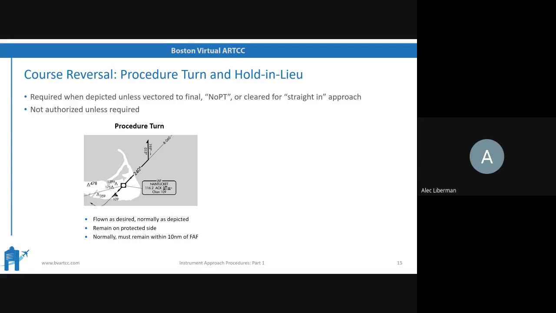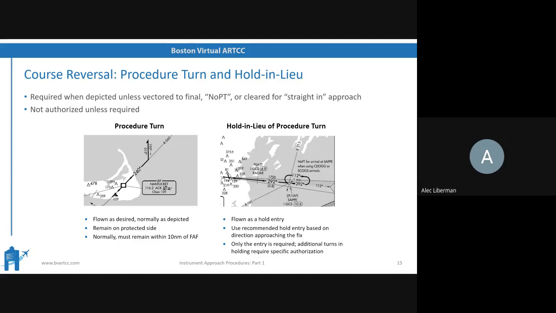Then you could have a hold in lieu of procedure turn. You fly this as a hold entry, like we talked about last time. You use the recommended hold entry based on the direction approaching the fix, like we talked about last time. And in this case, only the entry is required. Additional turns in the hold require authorization from air traffic control. And you'll notice that a hold in lieu of procedure turn is depicted on the chart, and a procedure turn is simply a barb that angles outward from the approach.